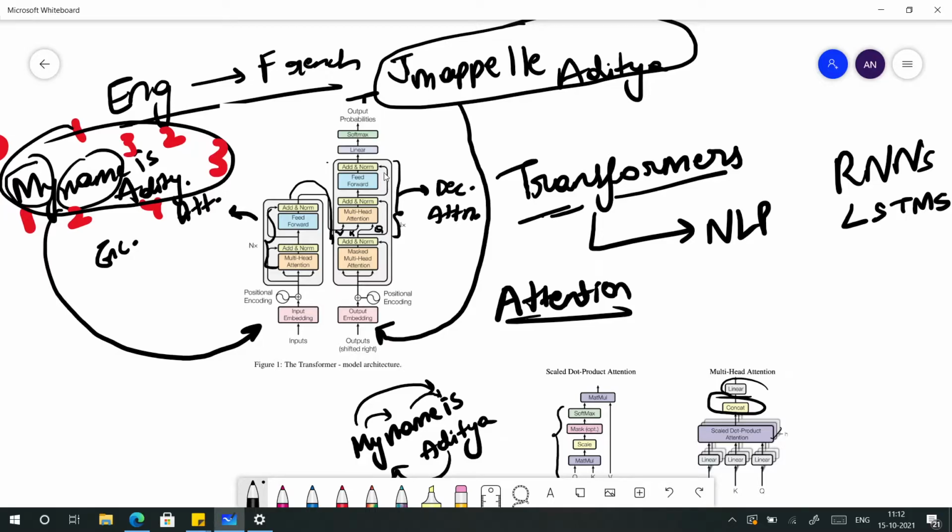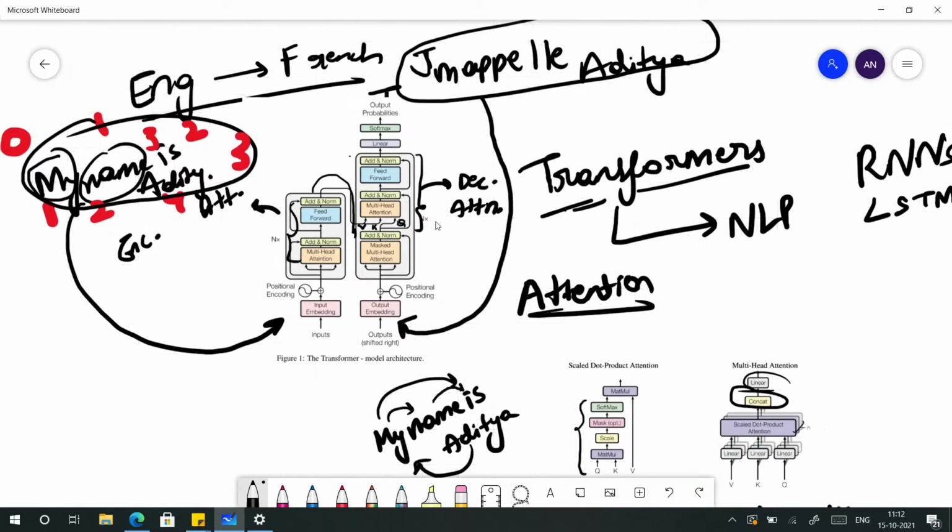And what is the purpose of taking value and key from here while taking only the query from the output vector? At this step the decoder is going to learn the association between the input and output, how my name is Aditya is associated with its French translation. The associations between the input and output are what it learns and uses to present its output.